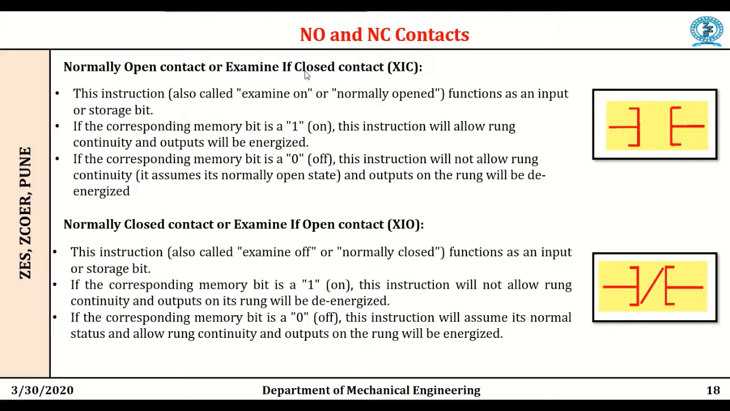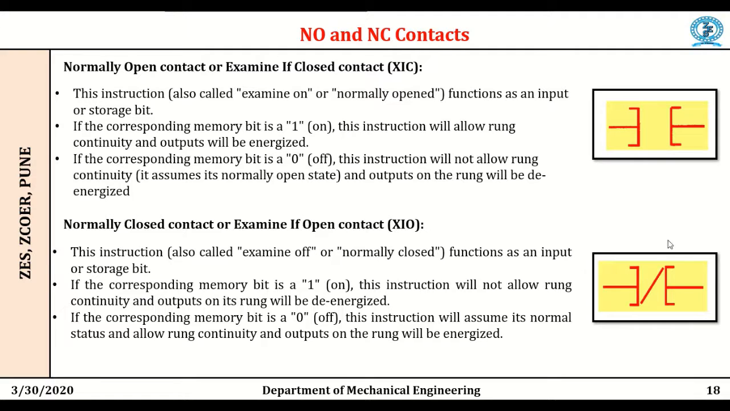Important parameters required for ladder diagrams are the NO and NC contacts. NO is nothing but the normally open contact. This figure shows the normally open contact. If the corresponding memory bit is 1 or it is on, this instruction will allow the rung continuously and the output will be energized.